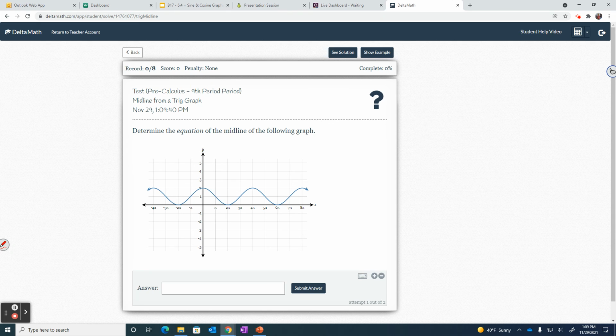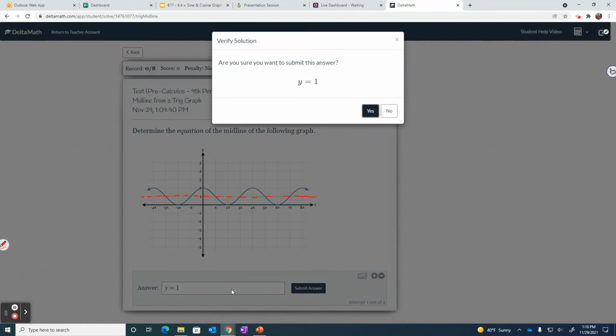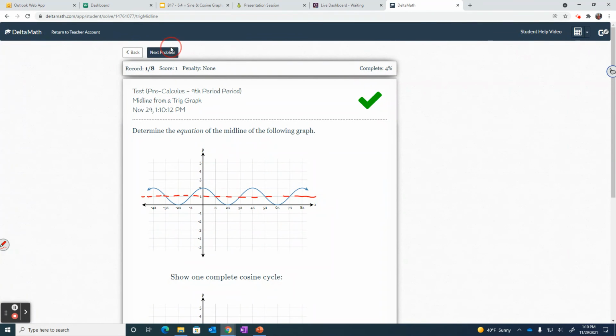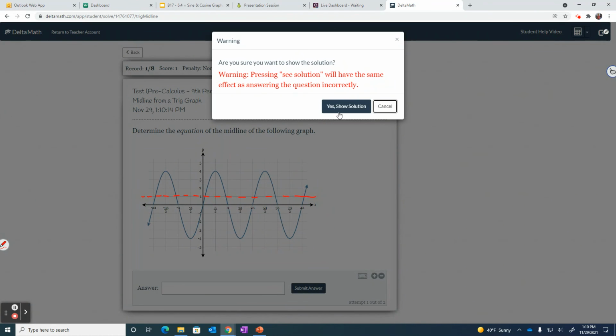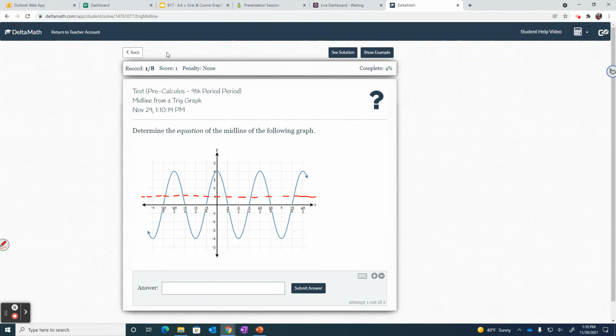So the midline, as I just said, goes right through the middle of the graph. This is a cosine function, but it's been shifted up a little bit. You can tell it's cosine because it starts at the top. So the midline is going to go right through here, which is pretty easy to see on this one. The midline will be at 1, so we type it in as an equation: y equals 1. Sometimes it's not as obvious. That one's pretty obvious. Find one that's not quite so obvious here.